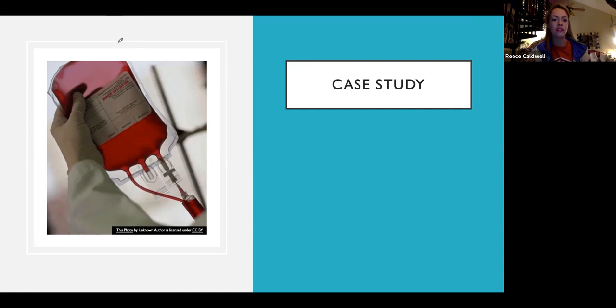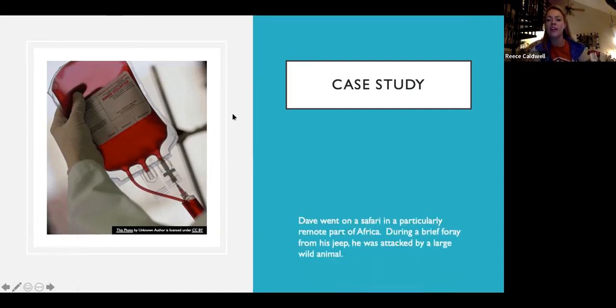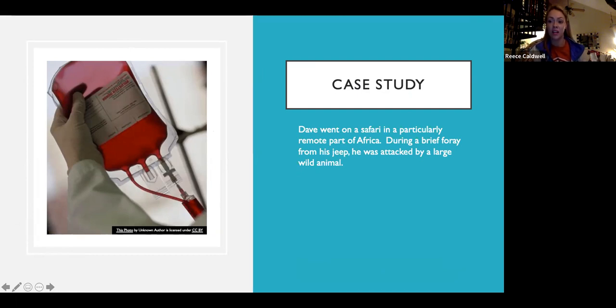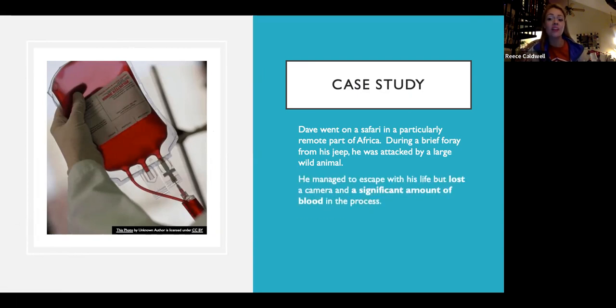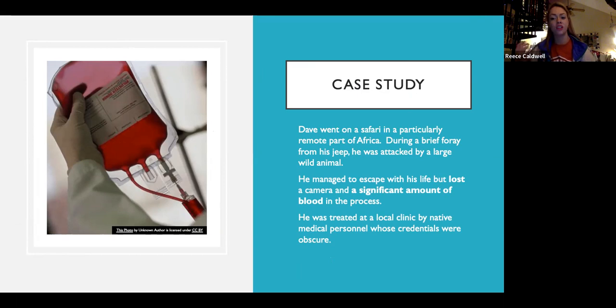So what we have, sorry, I need to get my pen off so I can click on the screen. What we have is this guy who gets attacked by a wild animal on his trip to Africa. And when this happens, he did not die, but he lost an extreme amount of blood. He's hemorrhaging, he's bleeding out. Luckily, he's treated at a local clinic. However, the medical personnel's credentials are a little obscure. And what we're going to see is they don't exactly treat him correctly. So luckily, we're at the stage in our scientific career where we can start to solve things like this, where we can look at data and statistics to figure out what he was treated with, whether it was correct or incorrect, and what he should have been treated with.